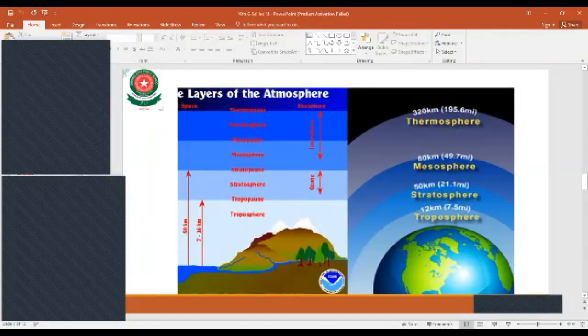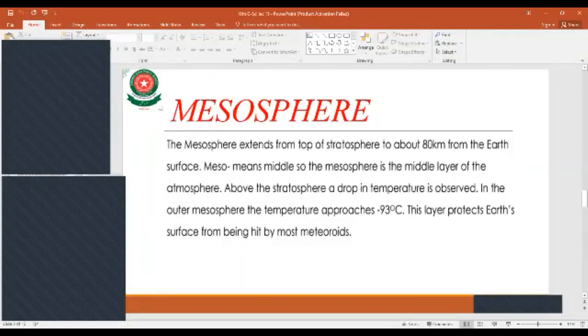I told you that the mesosphere is the middle layer of the atmosphere. Let's start with the mesosphere. Mesosphere extends from the top of the stratosphere to about 80 kilometers from the earth's surface. Meso means middle, so the mesosphere is the middle layer of the atmosphere.